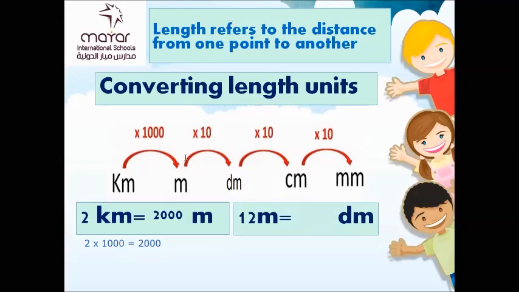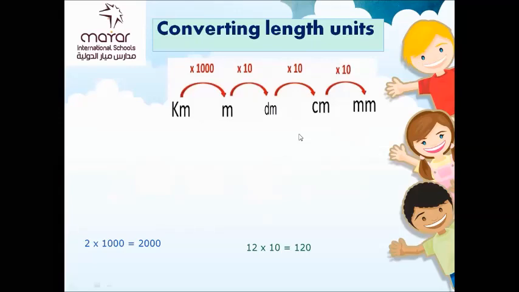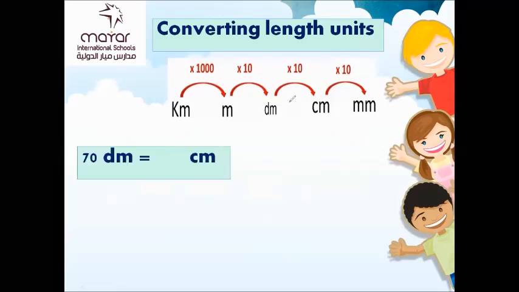Here we have 10. So the number that we have is 12 times 10, which is 12 times 1 is 12, and we put the 0, 120. 120 decimeters. So 12 meters equals 120 decimeters. Let's try this. 70 decimeters to centimeters. We look here, from decimeter to centimeter, times 10.